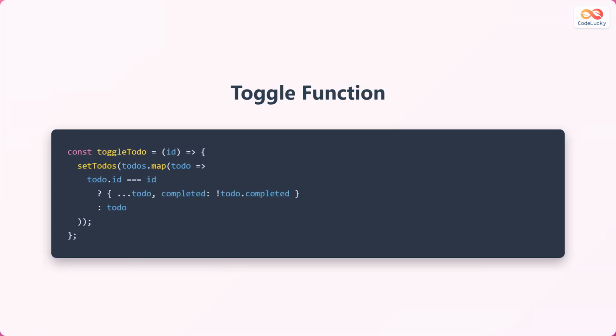Now let's define a function called toggleTodo that will handle toggling the completed state of a to-do. This function takes an ID as an argument. It uses the setTodos function to update the todos state. We map through the existing todos, and if the current to-do's ID matches the ID passed into the function, we create a new object with the spread operator. For the to-do with the matching ID, we flip the value of the completed property. If the to-do's ID does not match, we simply return the original to-do.